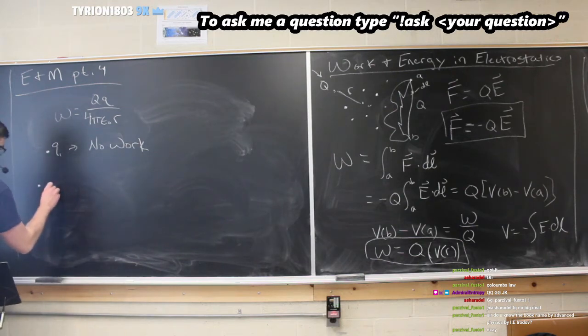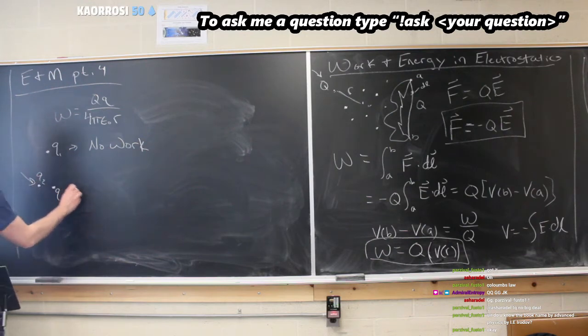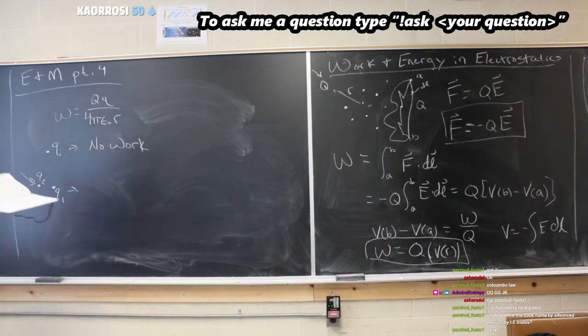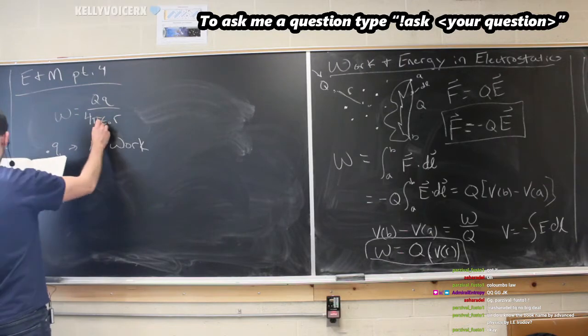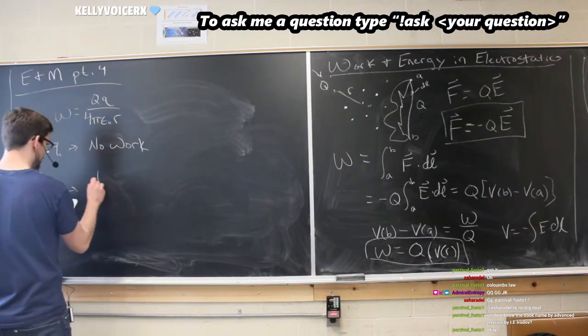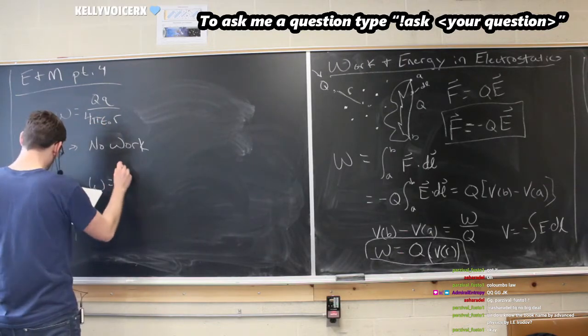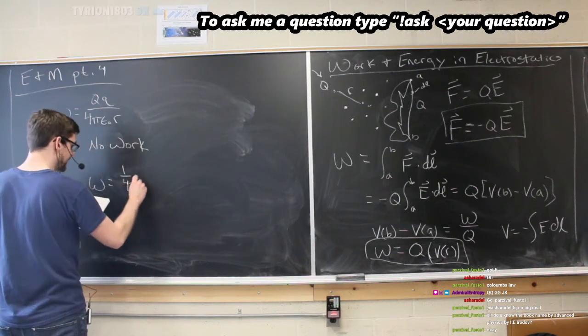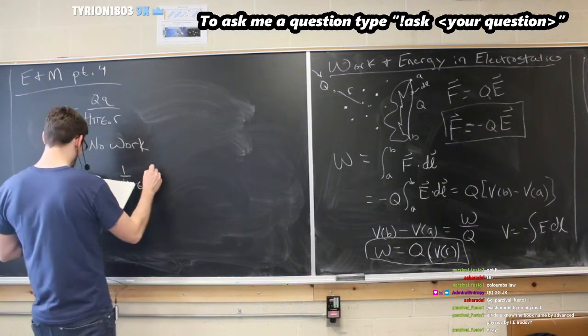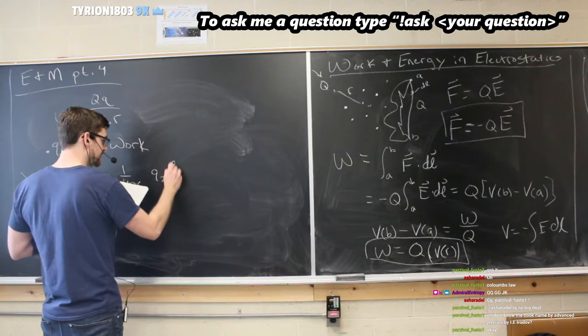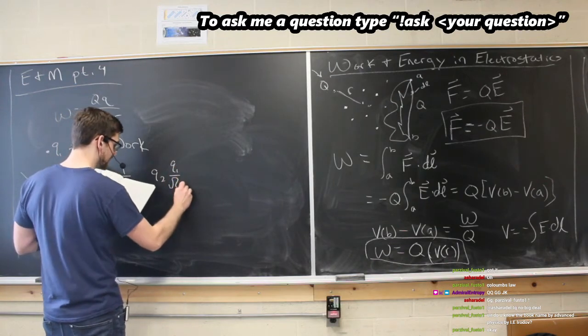Now we have Q1 here, but we're going to bring in Q2. What's that one? Well, that's just two particles, so that's not bad. We're going to utilize our formula as it is up here, and we'll get that the work is equal to 1 over 4 pi epsilon naught times Q2 times Q1 over R12.